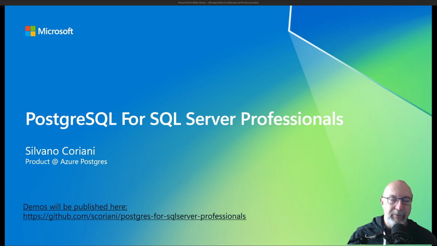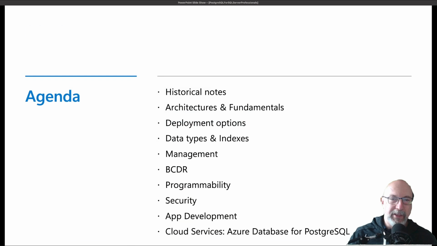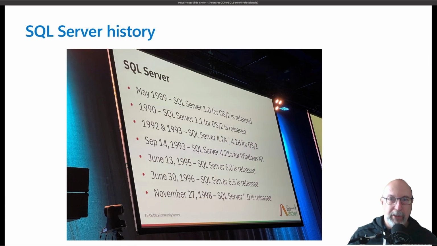Okay, in this video, let's dig a bit deeper into the history of these two products. So let's start from SQL Server. As you can see from this slide, the first public release of SQL Server 1.0 was in May 1989, and this was a release for OS/2.